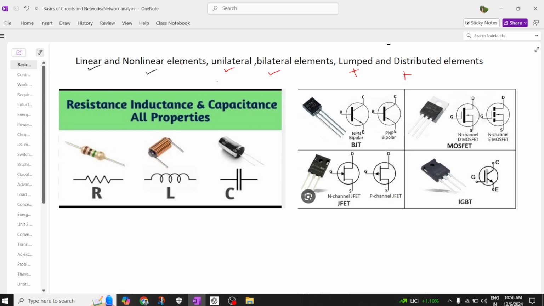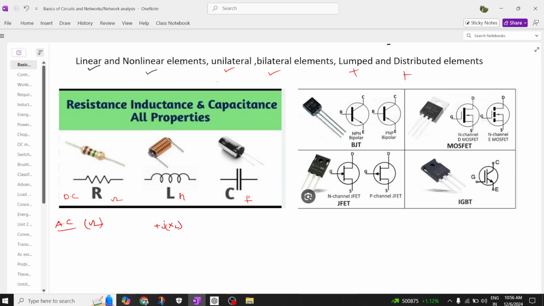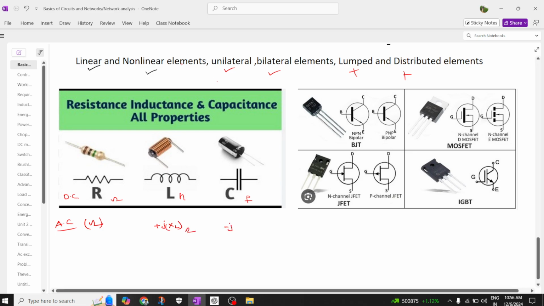First one, as I already told, this is called a resistor, this is called an inductor. The unit of the resistor is ohms, the unit of the inductor is henry, and the unit of the capacitor is farads. If you express it in ohms, you can write it directly in ohms. So these are the units in the case of DC. In terms of AC, the resistor is directly written as ohms. Here you write plus jXL ohms. Here minus jXC ohms if you express it in terms of AC. Already I discussed this in the previous session.